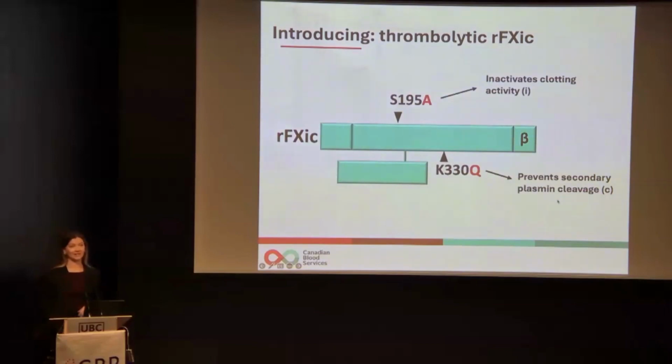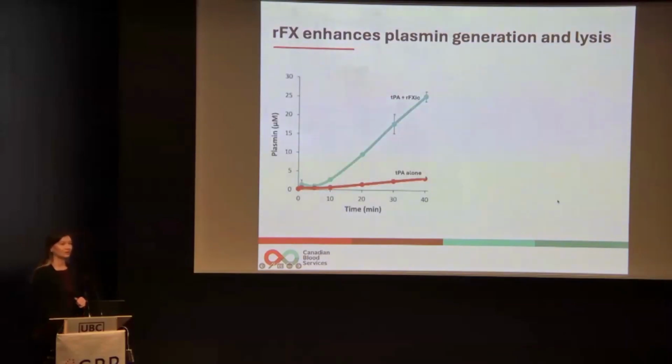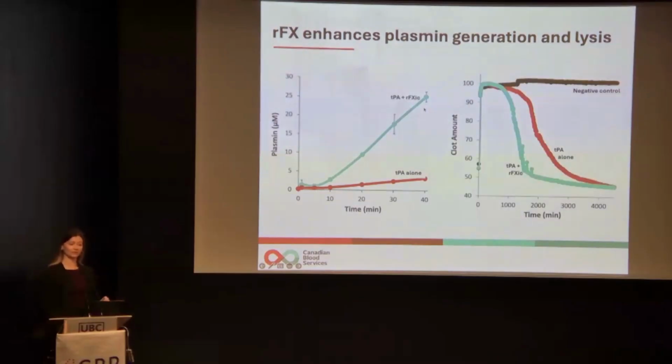And now to see that in action, in vitro at first, what we're looking at here over time is generation of plasmin, so that TPA and plasminogen alone can only generate so much plasmin at this time. But if you add in my double mutant RFXIC, we can generate 5 to 10 times more plasmin in the same amount of time. Now, does this actually work to break down a clot? We can test that in vitro as well.